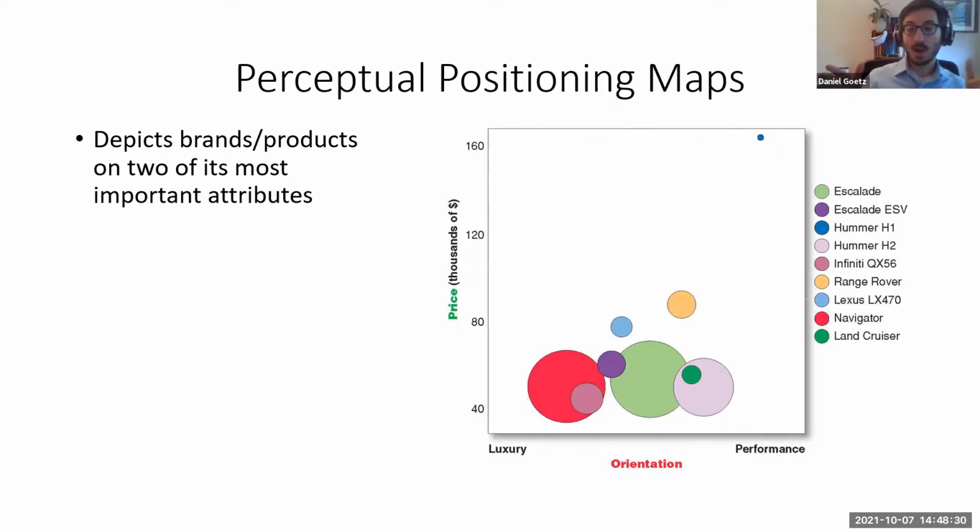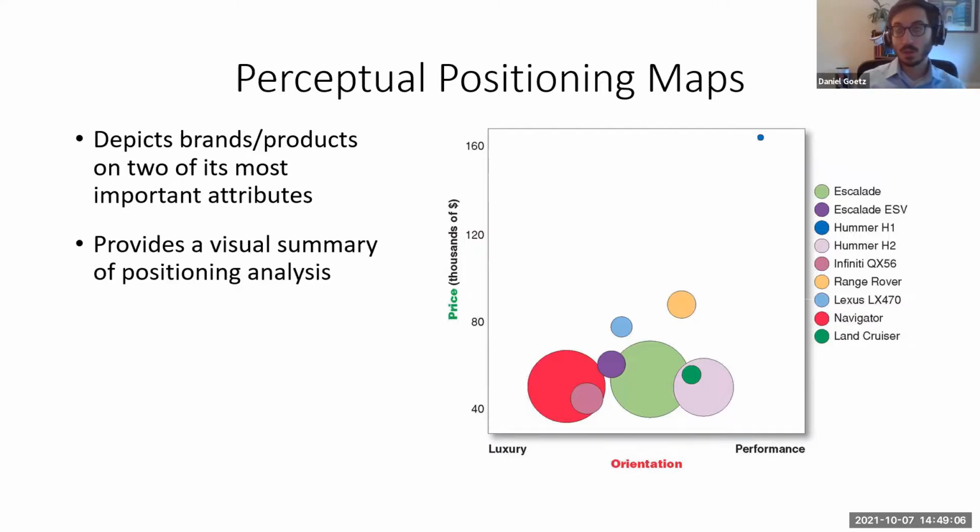On the x-axis of the graph, we see orientation. So vehicles that are more to the left are more luxury, and vehicles that are more to the right are more performance, right? So by performance, we mean like off-road performance. On the y-axis, we have just price. So we kind of have the cheaper ones towards the bottom, and then the more expensive ones towards the top. So here we have two different attributes, this orientation and the price. And then we also have these different brands plotted here, right? What this does is it provides a visual summary of positioning analysis.